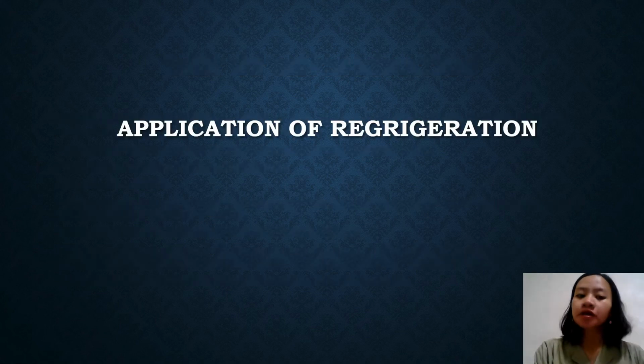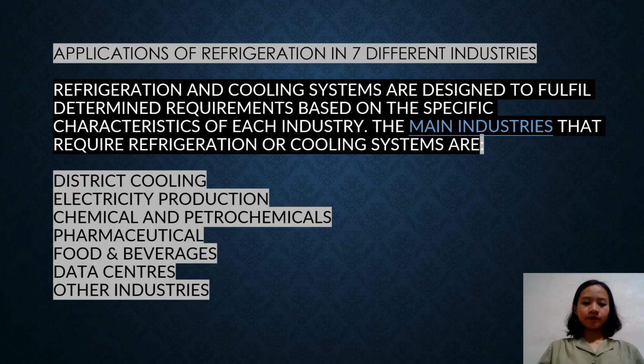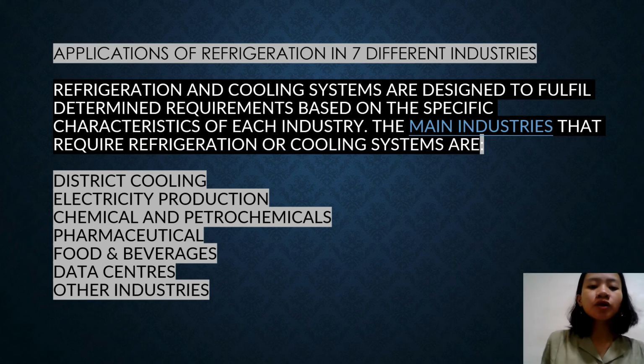Let's then tackle the application of refrigeration in seven different industries. Refrigeration and cooling systems are designed to fulfill determined requirements based on the specific characteristics of each industry. The main industries that require refrigeration or cooling systems are district cooling, electricity production, chemical and petrochemicals, pharmaceutical, food and beverages, data centers, and other industries.